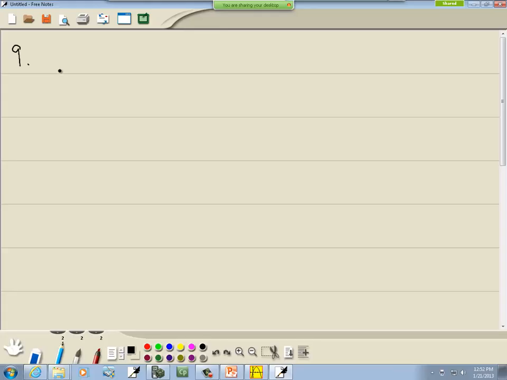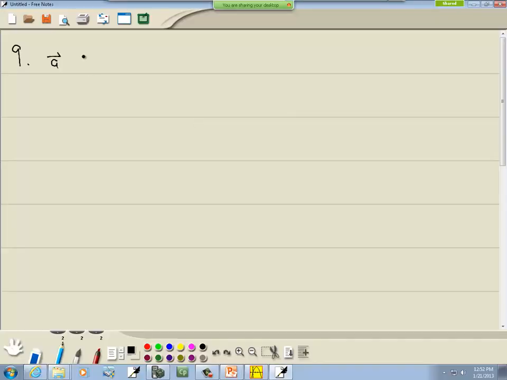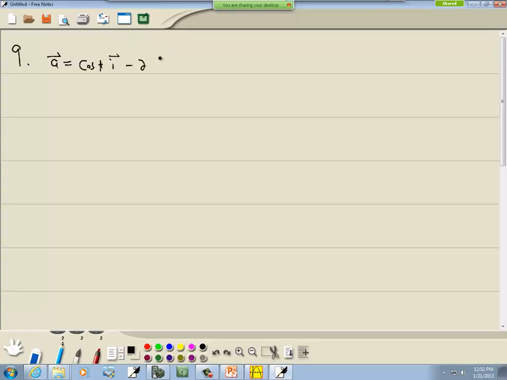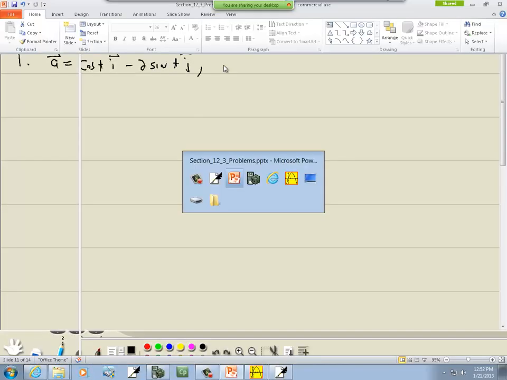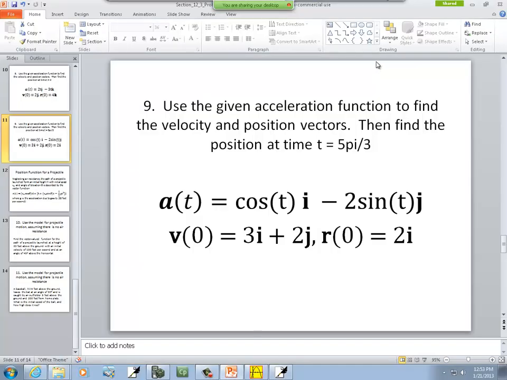Okay, number 9. Now in this particular problem we're doing this with just 2 components, the i and j, but again, you can have 3, like we saw in previous problems. So a, our acceleration vector, is equal to cosine t i minus 2 sine t j. And our initial conditions, our velocity vector at 0 is equal to 3i plus 2j. And our position vector at 0 is equal to 2i.